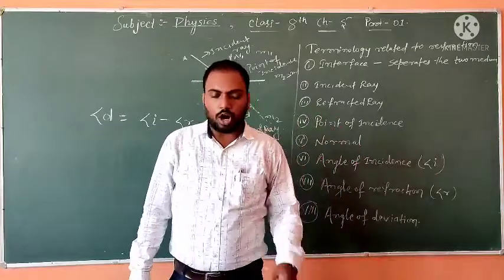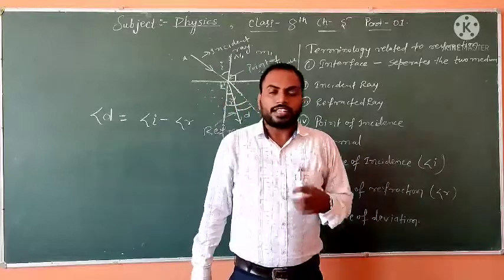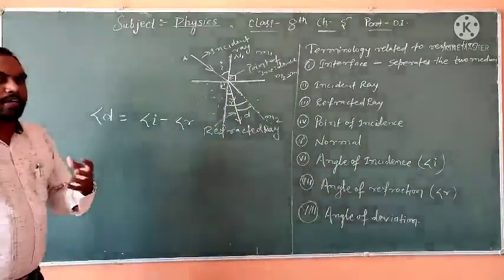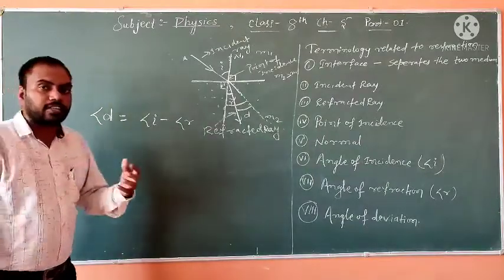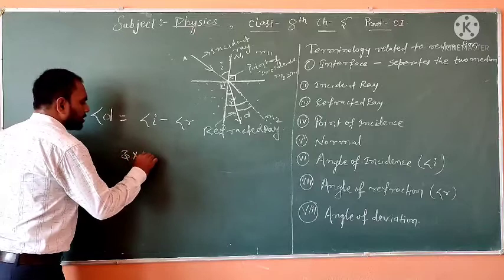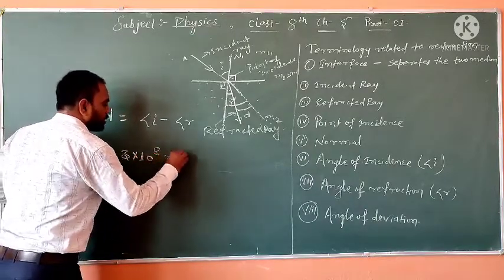Now I am coming to optically denser and optically rarer medium. As we know, dear student, the speed of light in a particular medium, that is vacuum, is 3 × 10⁸ meter per second.